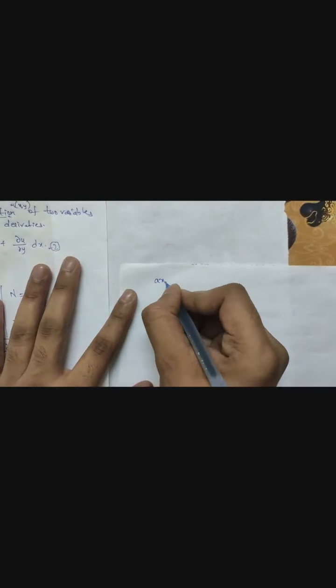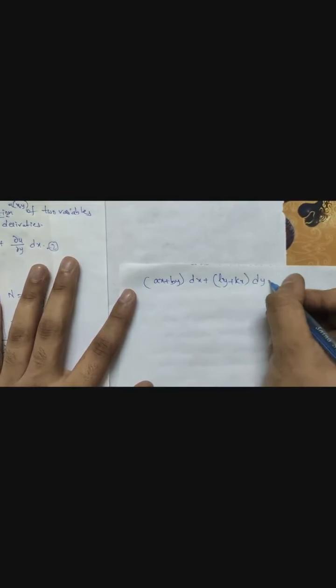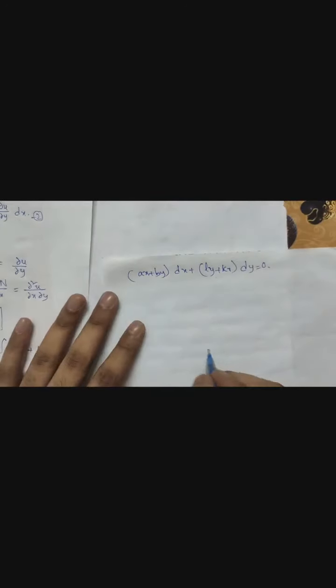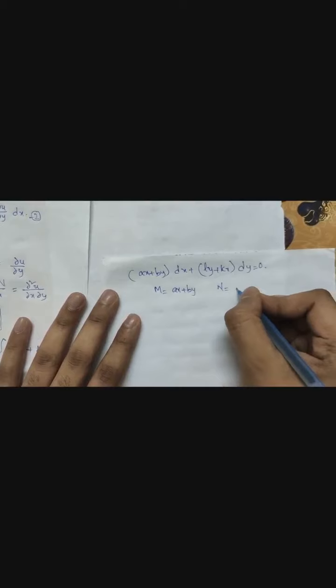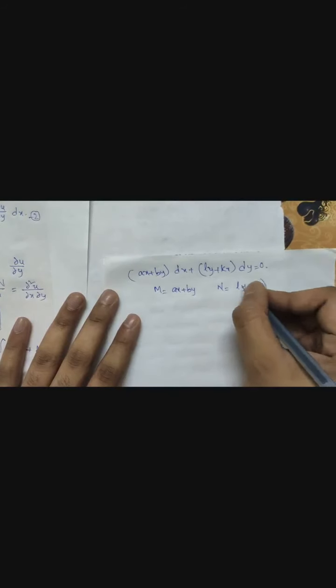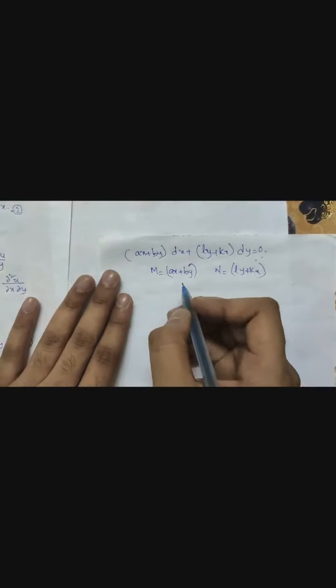Now let's get into our question. Our question is (ax + by) dx + (ly + kx) dy = 0. Okay, now M = ax + by and N = ly + kx. As I explained the general form, M(x, y) dx + N(x, y) dy = 0, comparing that equation with this, we will get the M and N values. Okay, and we have the condition.